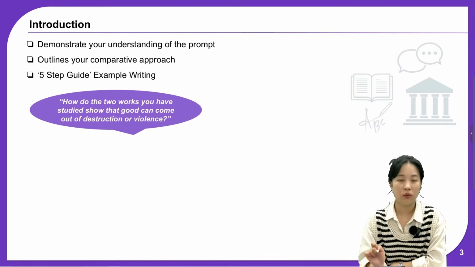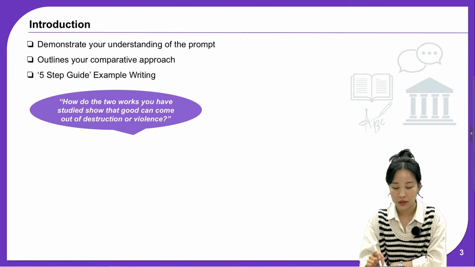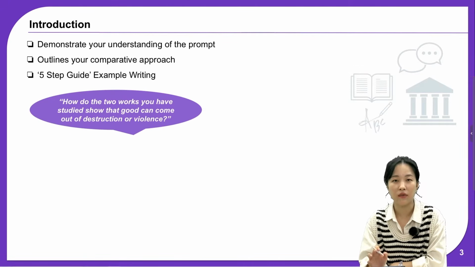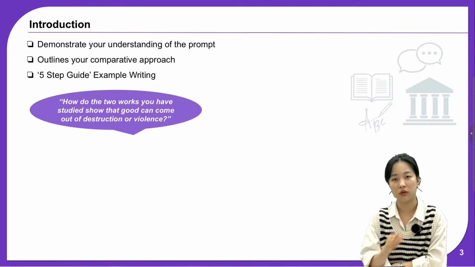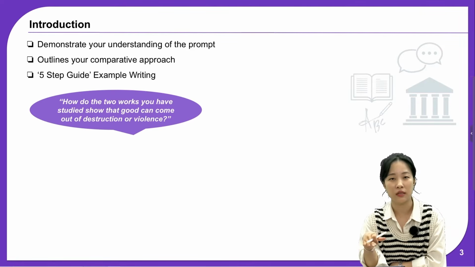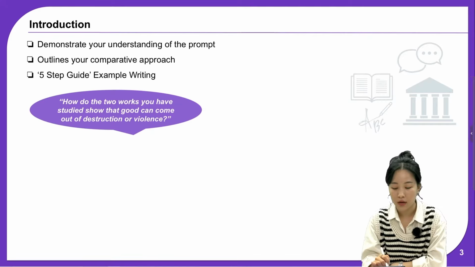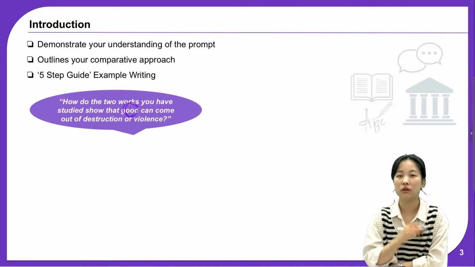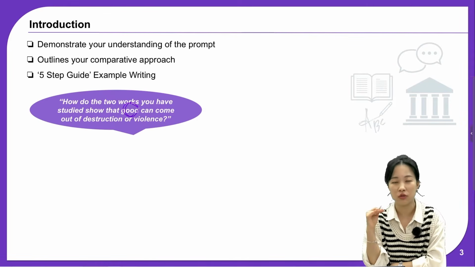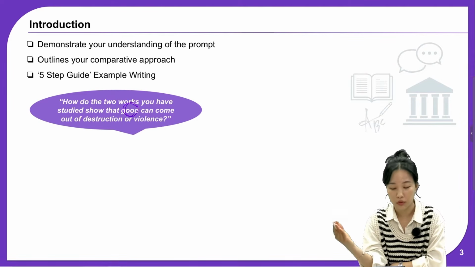Okay, so in order to tell whether this applies for you or not, there first has to be some form of destruction or violence that's evident in the two texts that you have studied, right? If there is no destruction or violence, you can't pick this prompt at all. And once you've established that and you're like, okay, yes, my two texts do talk about these, it also has to be the fact that there's some kind of good that comes out of it. If there is no good that comes out of it, you also cannot explore this prompt really thoroughly.